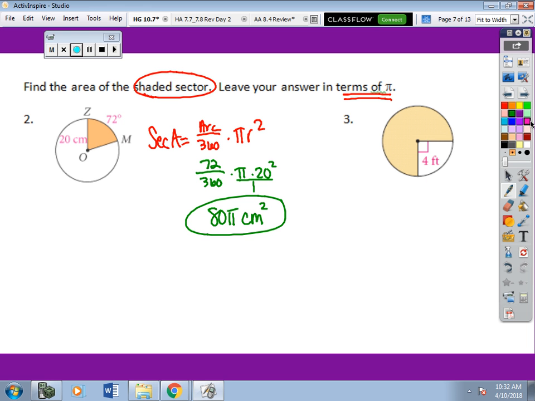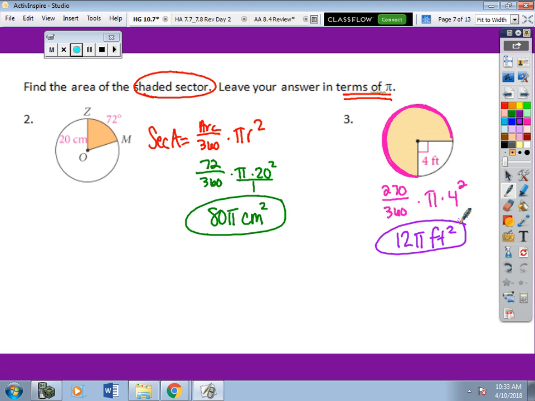The next one, what do I plug in for the measure of the arc? How many degrees is the arc? 270. 270 out of 360 will get you 0.75 if you prefer, times pi times the radius squared. So just make sure you don't find the area of the white space. You want to find it of the shaded region. We should get 12 pi square feet.